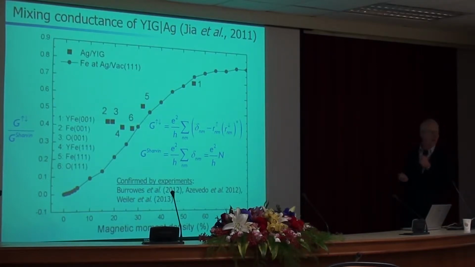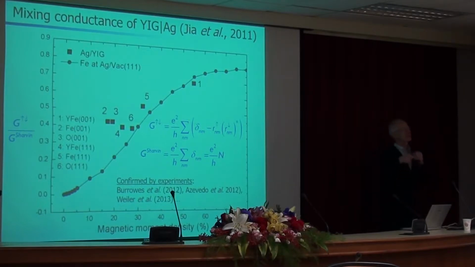Now this is a rather complicated figure. We do not have to understand everything, but these squares are calculations of the spin mixing conductance for different interfaces, different orientations and cuts of YIG in contact with the metal. We see that all these calculations give numbers of the same order of magnitude as the Sharvin conductance, which corresponds to the number of transport channels in the normal metal.